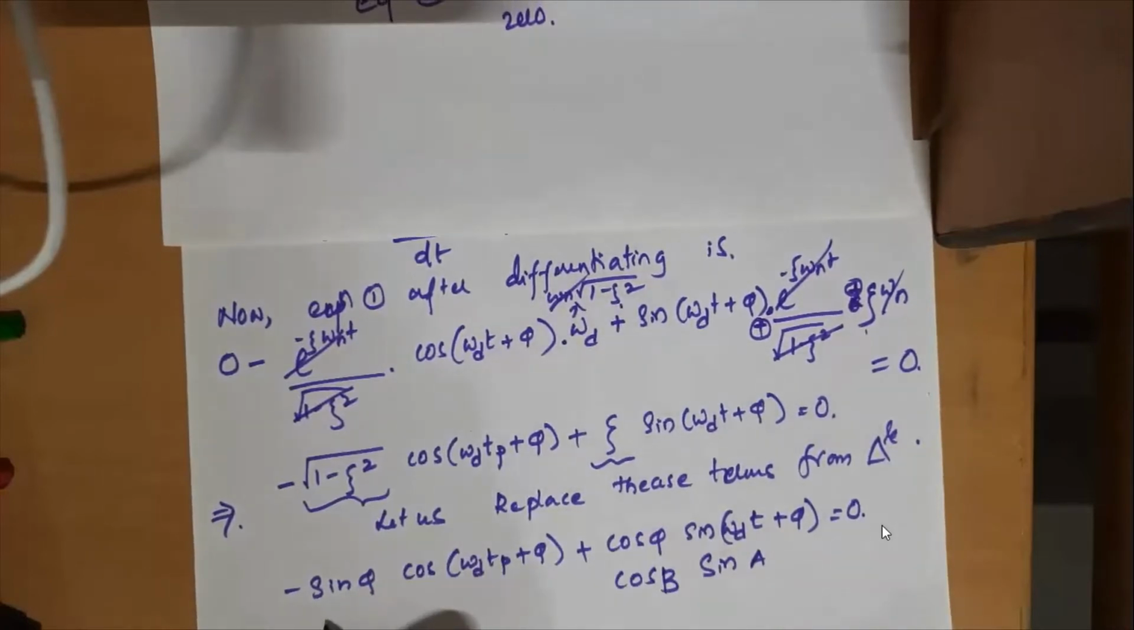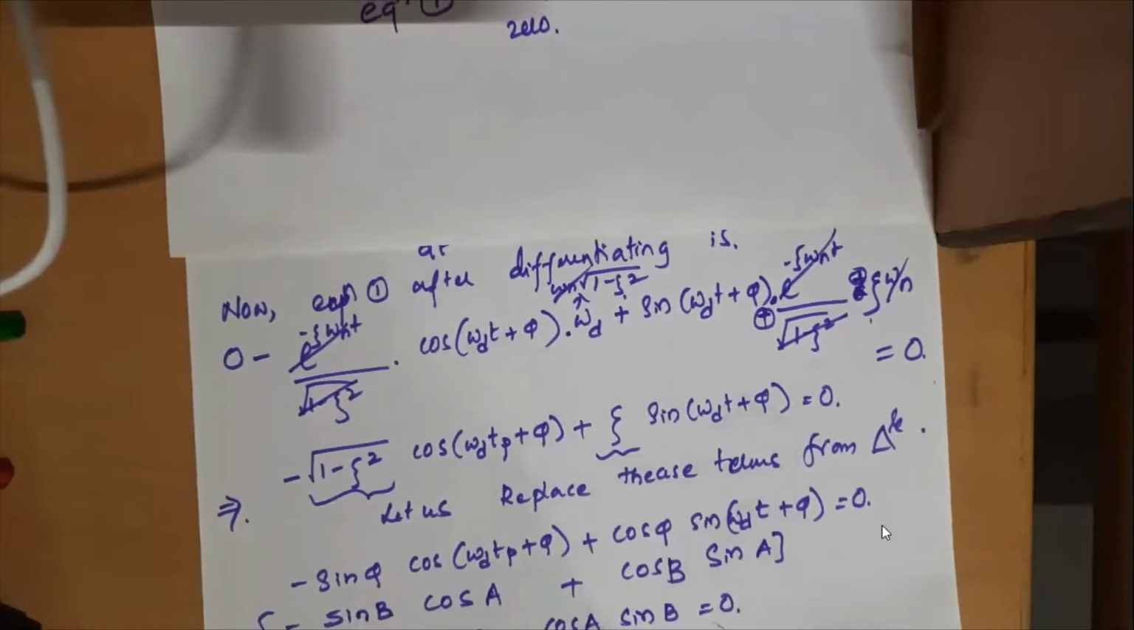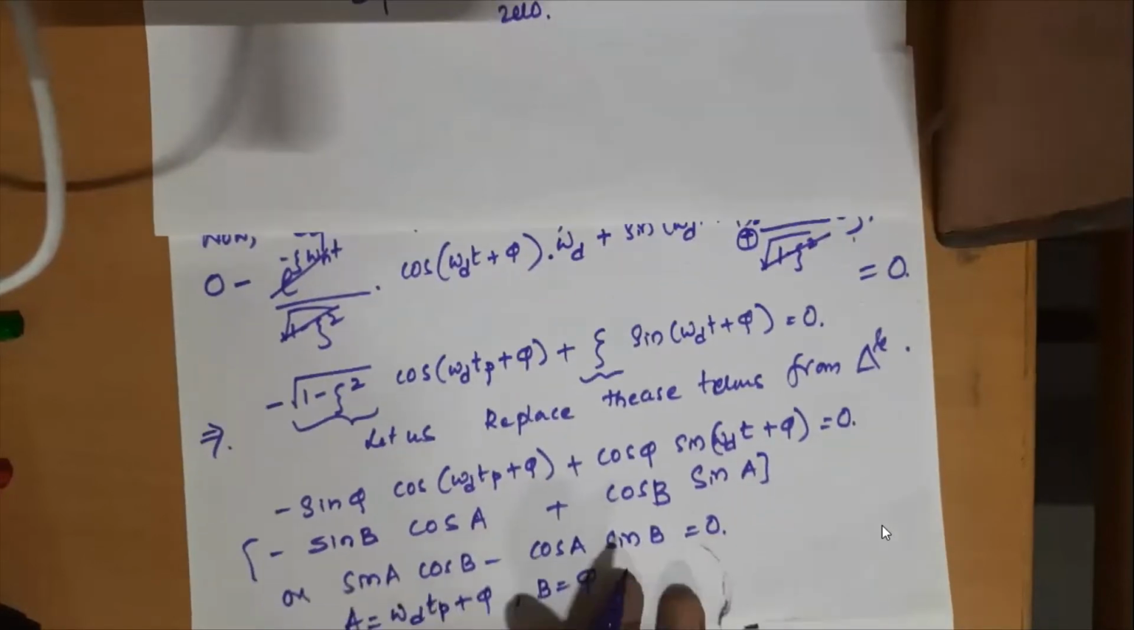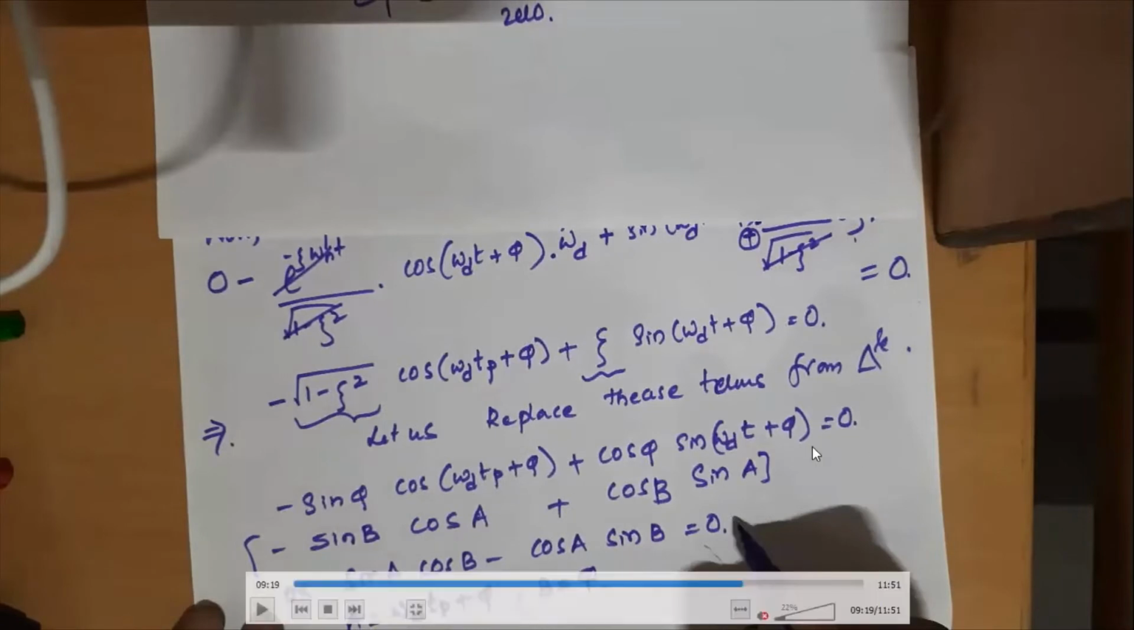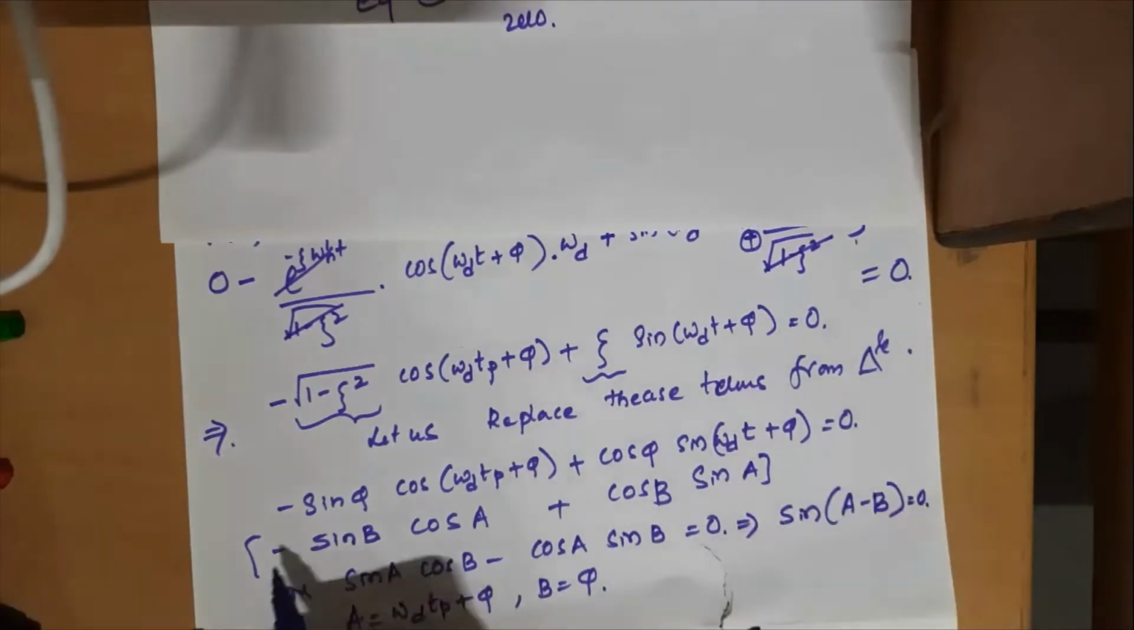So let me write this as sin A cos B minus cos A sin B, okay, not visible, just a second. Yes, now it's clear. So I'll write it in the form of sin A cos B minus cos A sin B equal to 0, with A as omega d Tp plus phi and B as phi, just phi. So I have made a small mistake here. T should be Tp. All T should be Tp here. So this is the simplification of sin(A minus B).